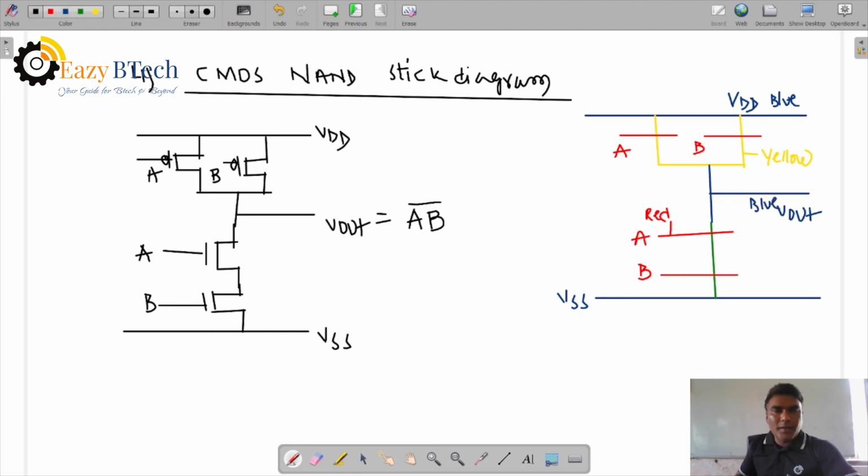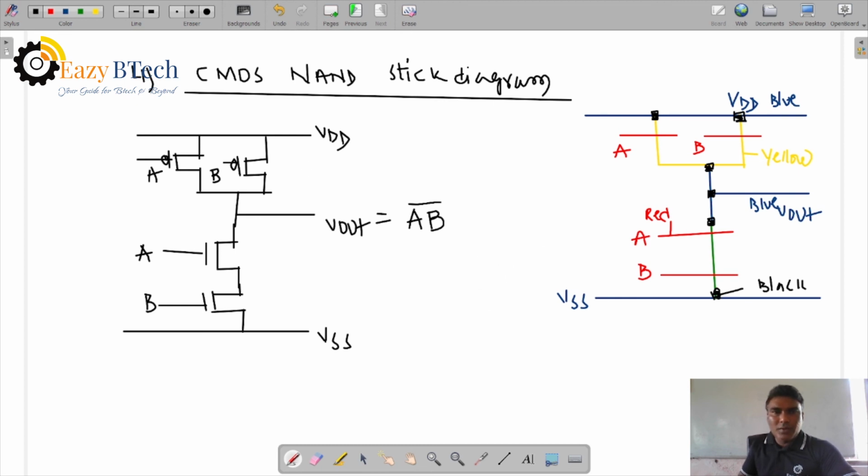Now the contact area. The joining of diffusion and metal here. Joining of diffusion and metal here. Right, here also diffusion and metal. Two contacts are here, and diffusion and metal over here. So it is black. The color is a black contact area. Square box, it is a black contact area. See, it is a stick diagram.